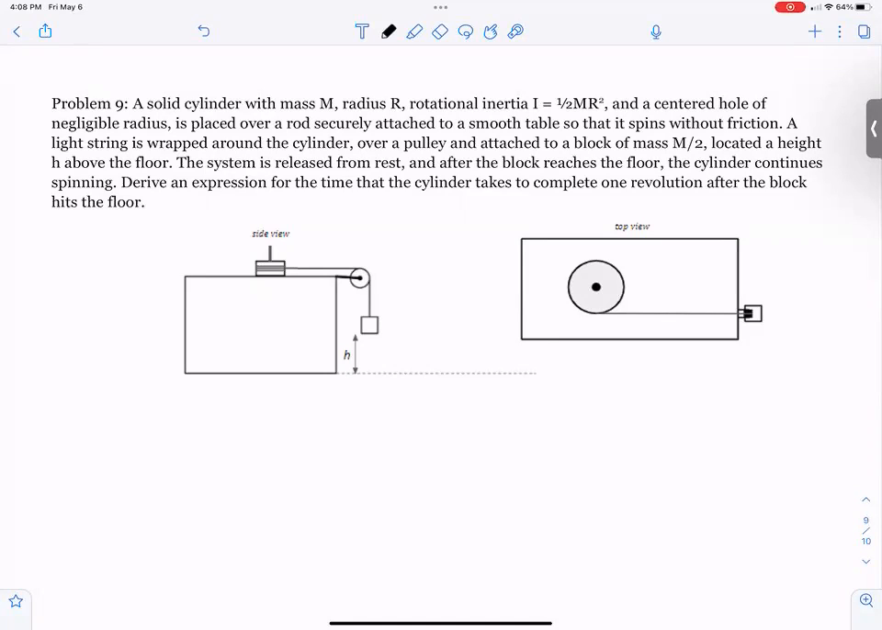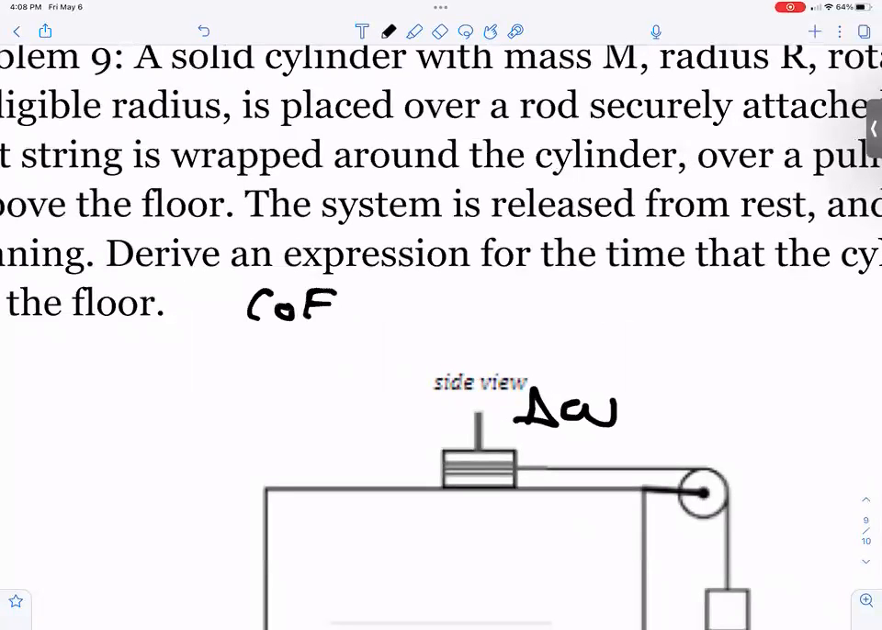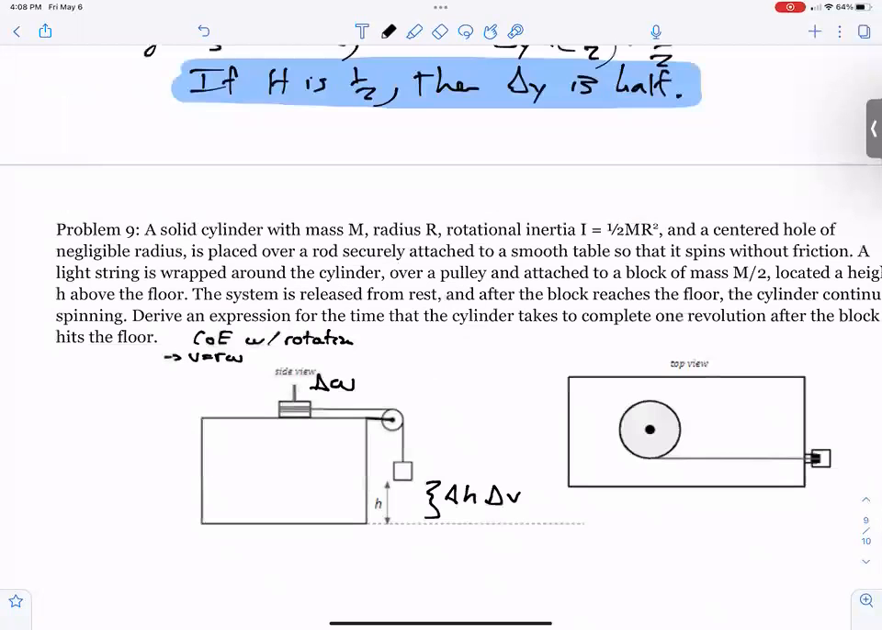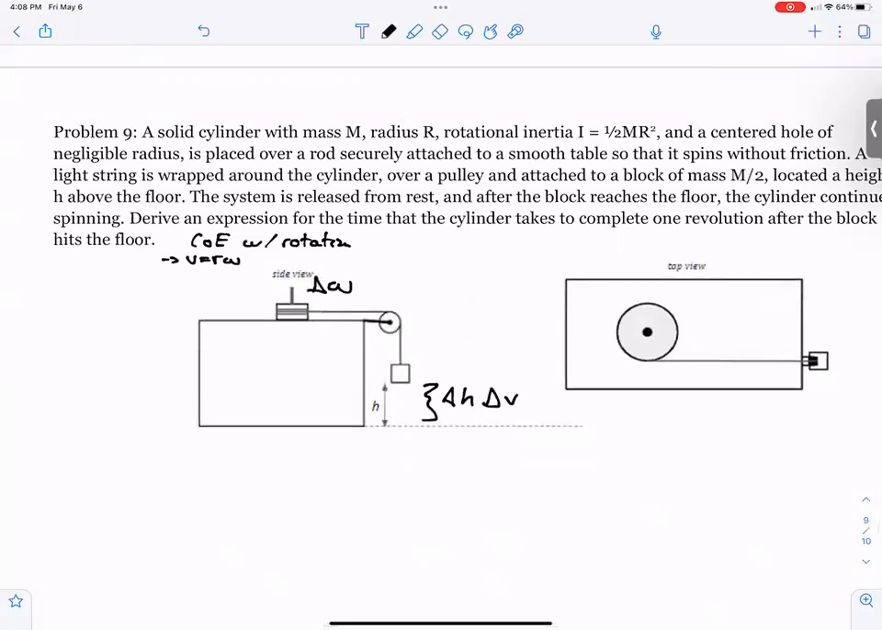The cylinder continues spinning. Derive an expression for the time the cylinder takes to complete one revolution after the block hits the floor. Well, first off, if the block is changing height and changing speed, and you have changing omega as this cylinder is going to spin faster, this is clearly an example of conservation of energy, but with rotation. Remember, conservation of energy with rotation also involves a linear angular relationship between linear and angular speed. So make sure you account for that in the problem. Okay, let's go ahead and begin.